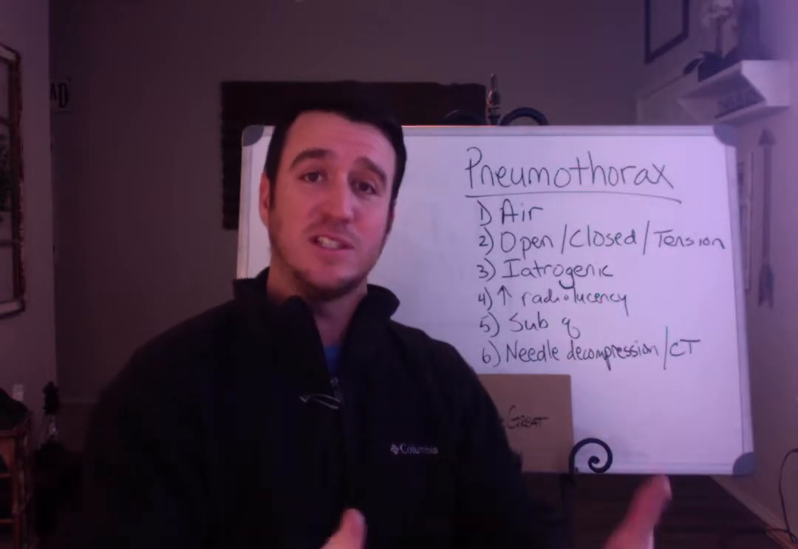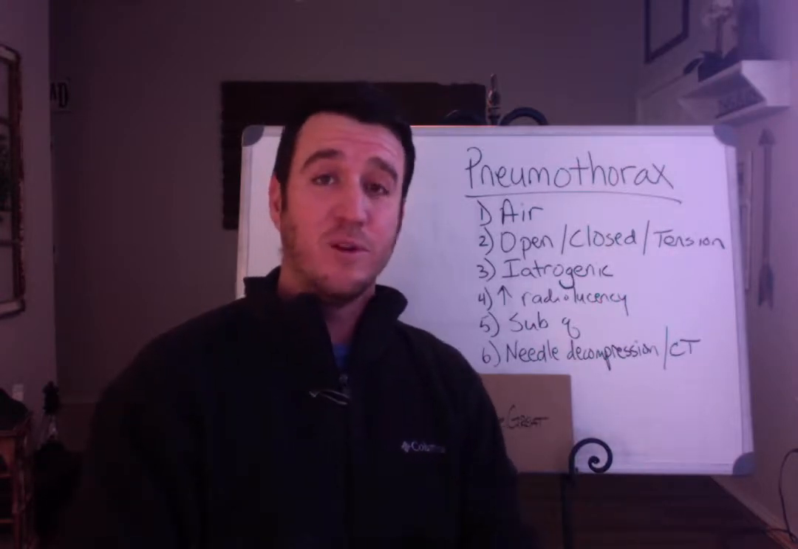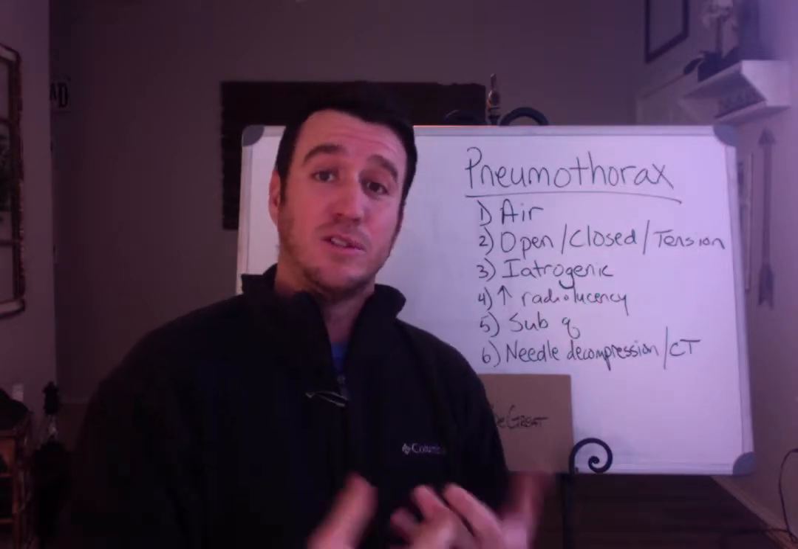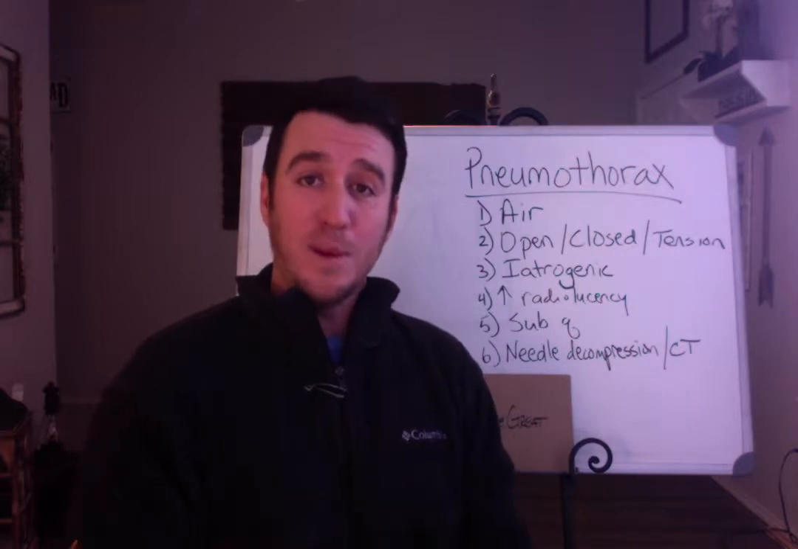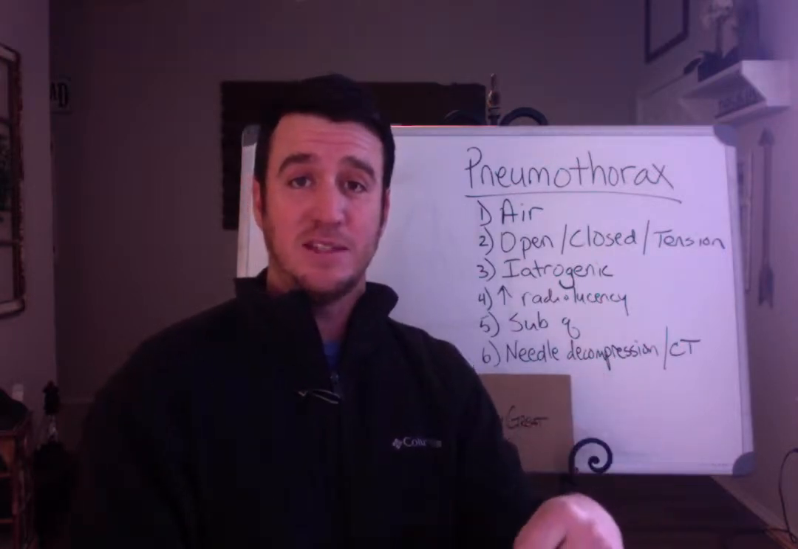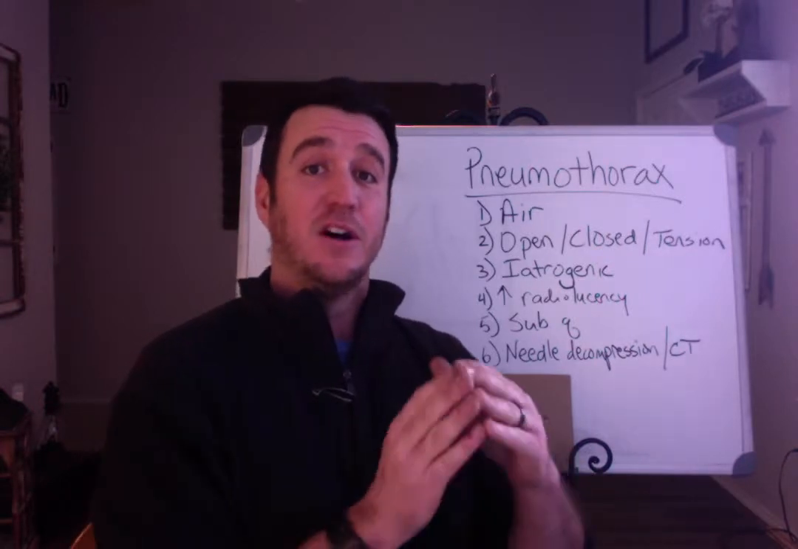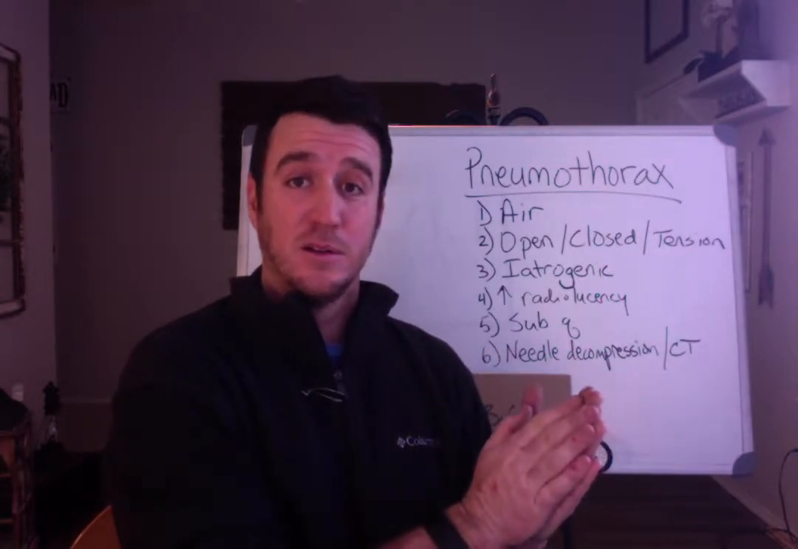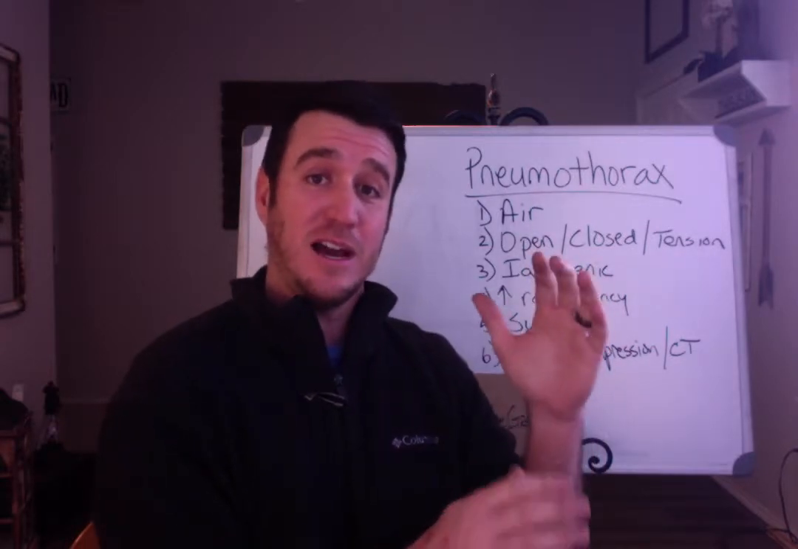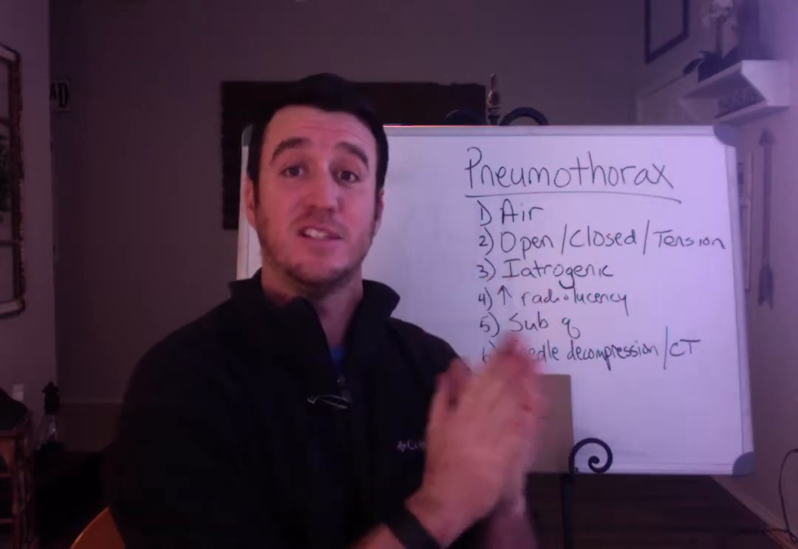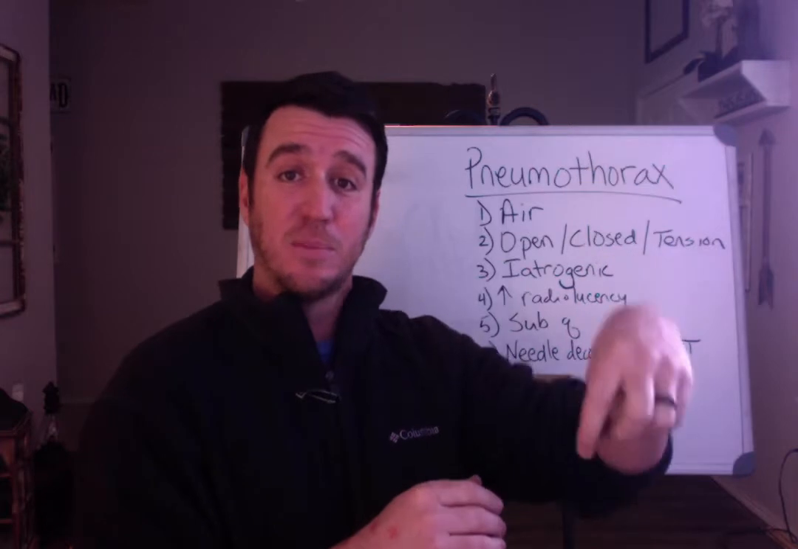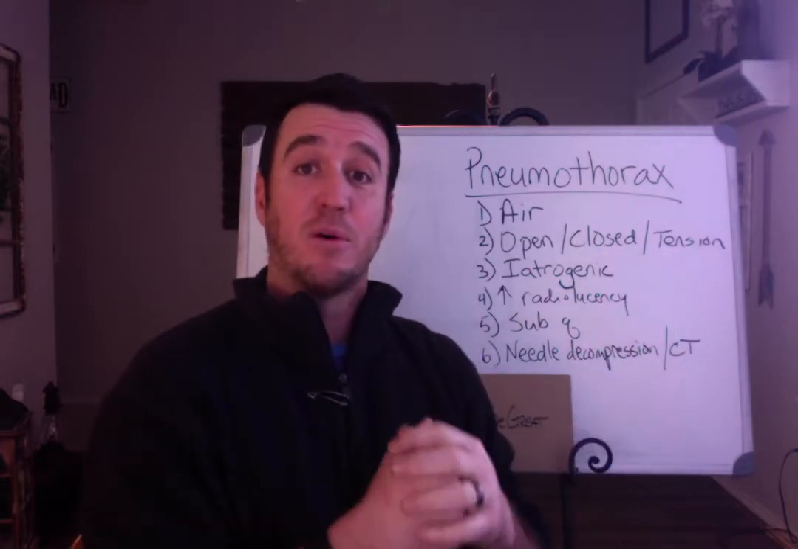Now, this springboards us into your talking points. When you're driving, when you're studying, you have to say open, closed. What does that mean? Well, open means that the air got into the pleural space via the parietal pleura. So you have to know your anatomy here. You've got your parietal pleura on the outside, the inside covering the lungs is the visceral pleura, and an open pneumothorax is when air enters the pleural space through the parietal pleura.